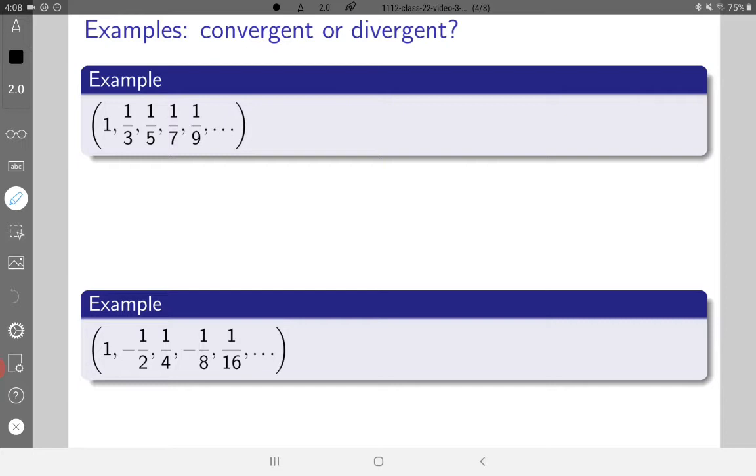So let's explore some examples of sequences, exploring their terms and asking, are they convergent or divergent? Pause the video now and look at these two and see what you think.